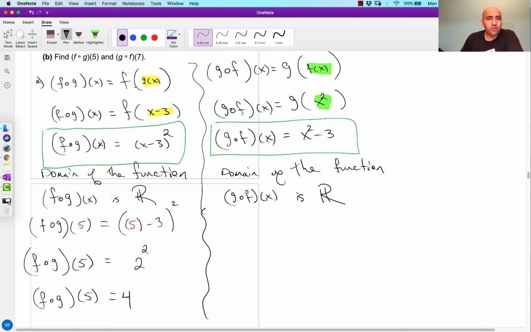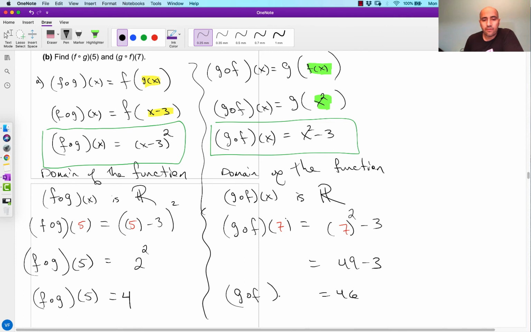Okay, on the other hand, they wanted to evaluate g composed with f at 7. So g composed with f evaluated at 7 is going to be this equation. That's going to be something squared minus 3, and that something is going to be a 7. So we put a 7 there, a 7 there. And so we'll end up with 49 minus 3, which gives you 46. So g composed with f evaluated at 7 is going to be 46.